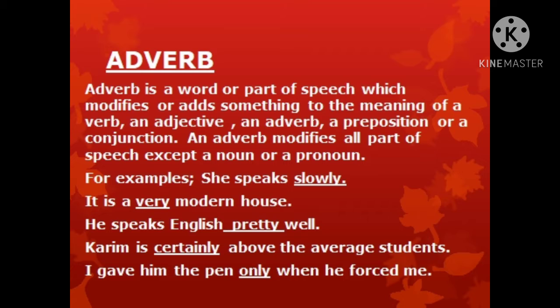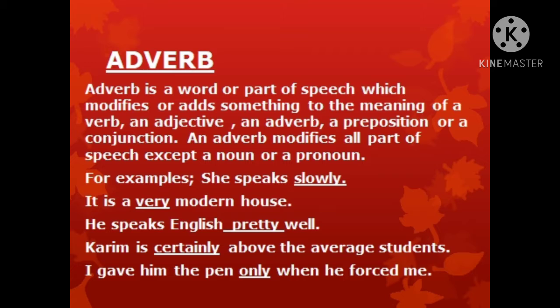The underlined words in the given examples are adverbs, and the others are verb, adjective, adverb, preposition, and conjunction. In the third sentence, he speaks English pretty well. Pretty is an adverb, well is also an adverb. One adverb also modifies another adverb.